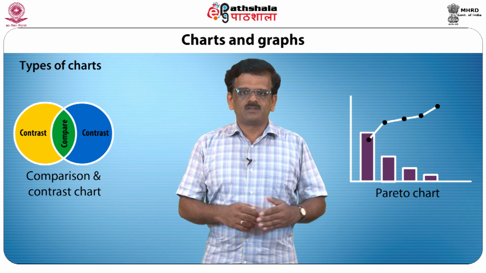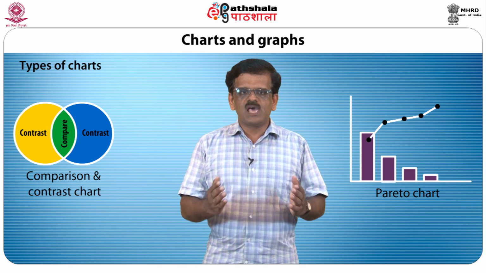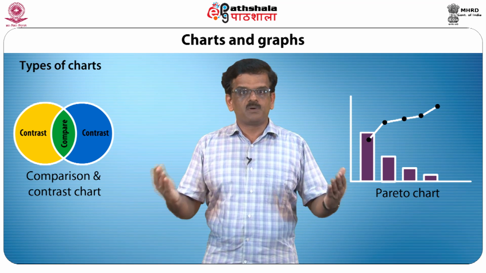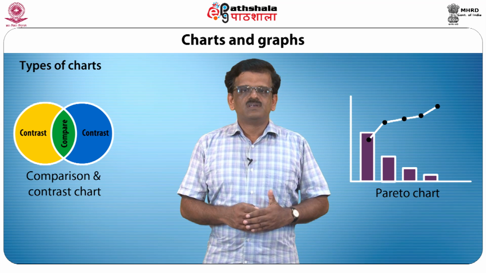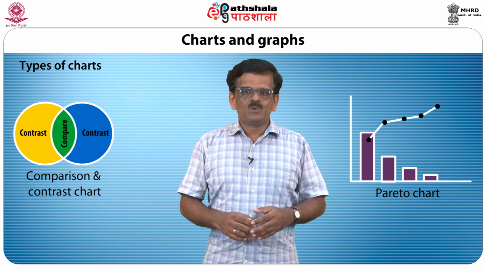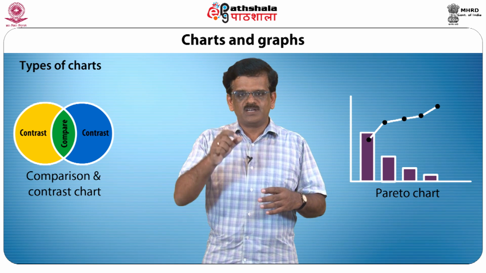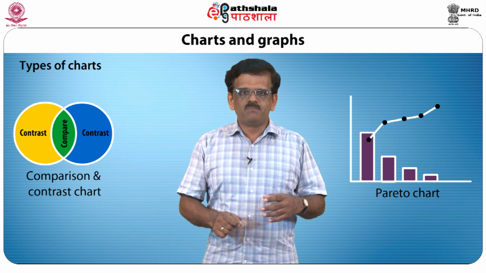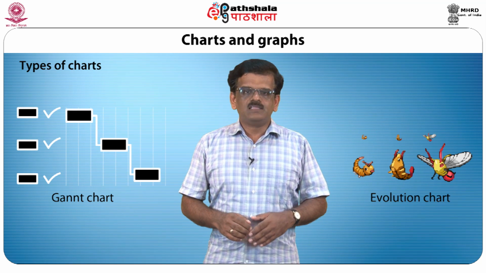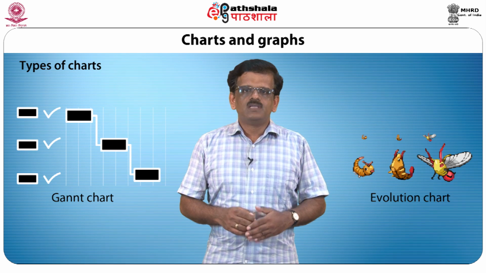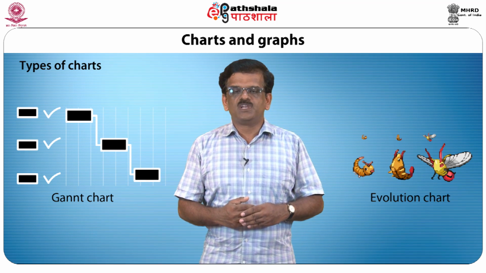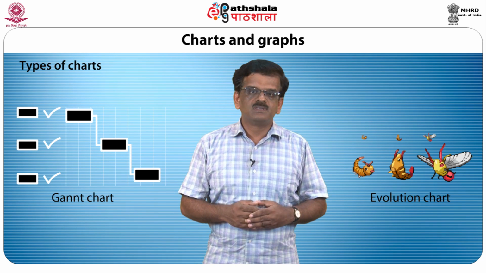Comparison and contrast chart, which is used to show the similarities and the differences between two aspects, two things or two phenomena. Pareto chart is a type of chart that contains both bar and line graph, where the individual values are represented in descending order by the bars and the cumulative total is represented by the line. And the other chart is the Gantt chart. It is an activity chart used for project planning, especially in PERT and CPM tools.